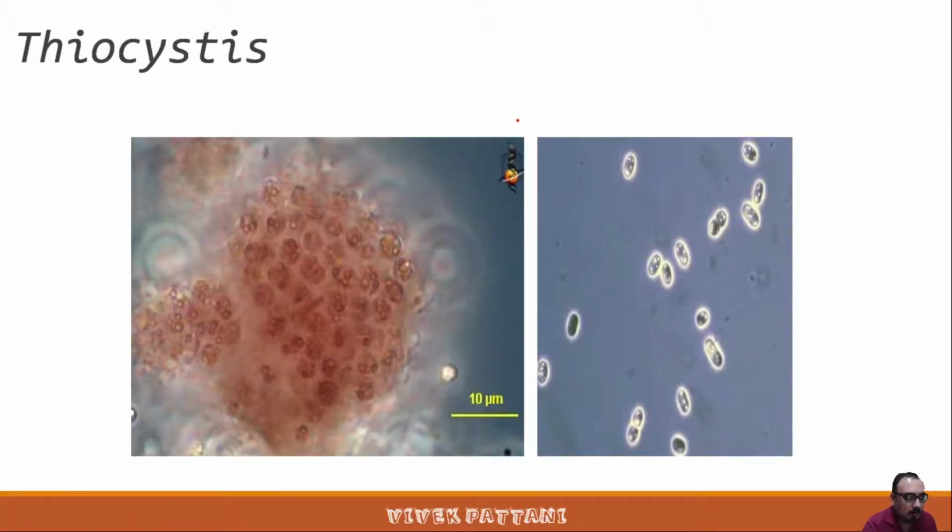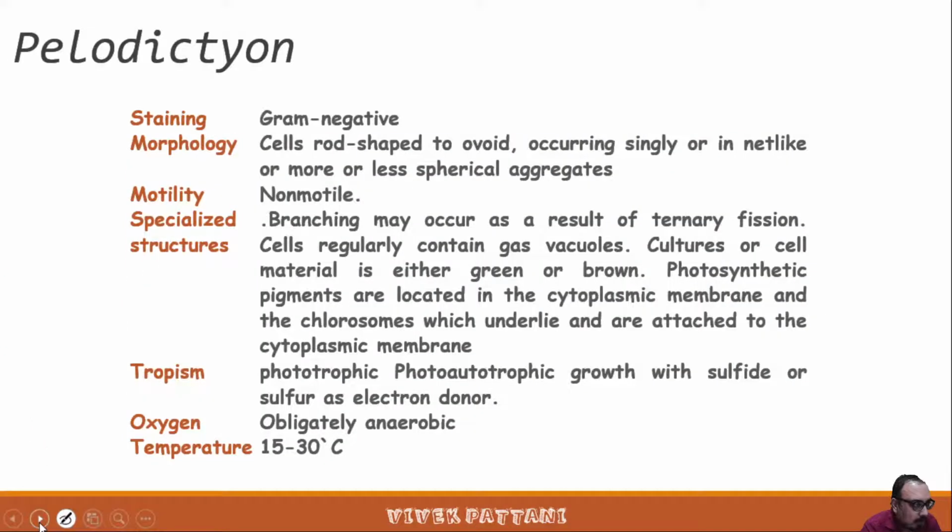This is a photograph of a Thiocystis. Now you can see a diplococci-like structure here. It may not be clearly visible to you, I think. So basically purple phototrophic bacteria have the pigments bacteriochlorophyll A and B.